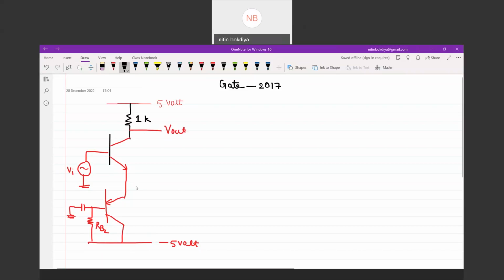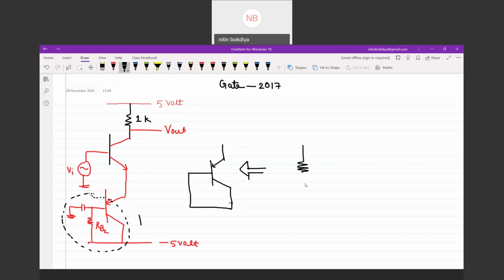Now here you should keep one thing in mind, as we have discussed earlier, whenever this collector and base are connected, that is, there is a short circuit between base and collector, then you can replace your whole arrangement by 1 by GM. We are talking about this arrangement for a transistor. What I am saying is, whenever these two are connected, we can replace our whole circuit by 1 by GM. We can do this.